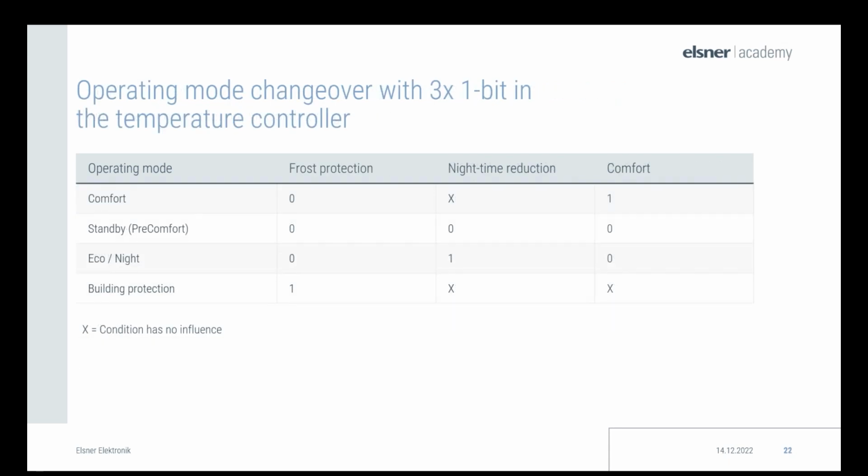All the temperature controllers are often controlled via 3 1-bit objects. As shown in the table above, the operating modes can be switched by means of 3 times 1-bit values. In our products, you can select whether the changeover is to take place via 3 times 1 bit or via the HVAC mode. The values marked as X have no influence on the state of the operating mode. This can be seen here in the table.